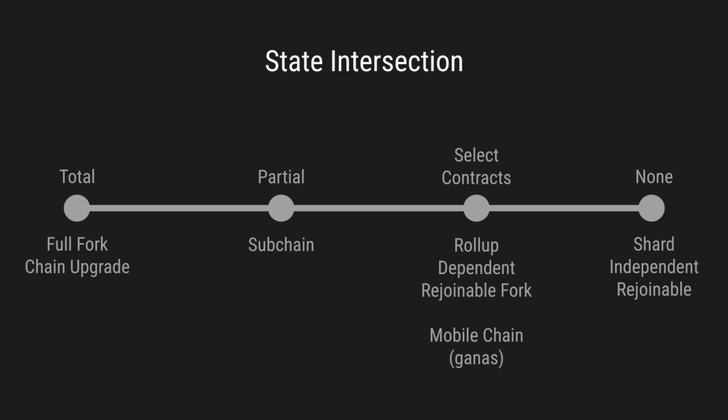We can also have no state intersection. And here we are talking about sharded data. The shards are independent from the parent chain and they are rejoinable without needing adjudication. And you can have multiple independent shards.